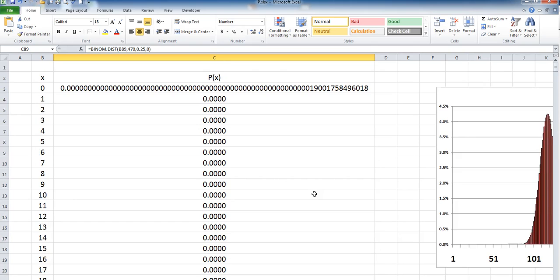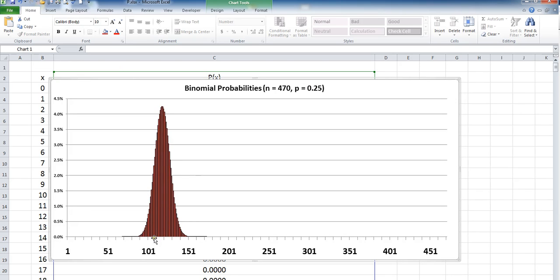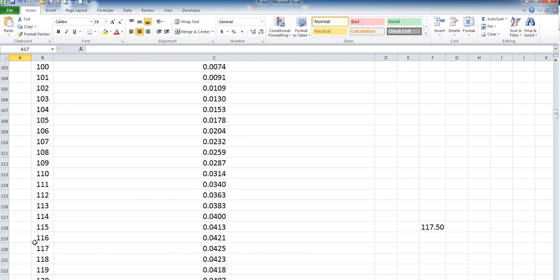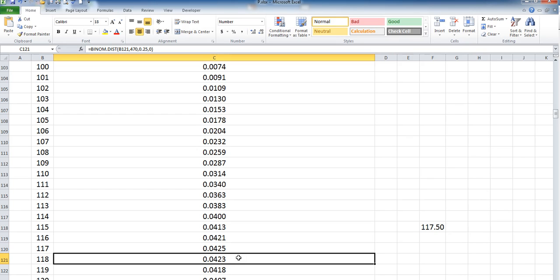So why do I bring this up? Well, I bring this up because when you look at this graph, to identify a p-value on this graph, the most common probability was at 118, right? 117, 118. But look how likely those probabilities are. 4.25%. That's not very likely, is it? That's not very likely at all. 4.23%. Both of those by themselves are under 5%.